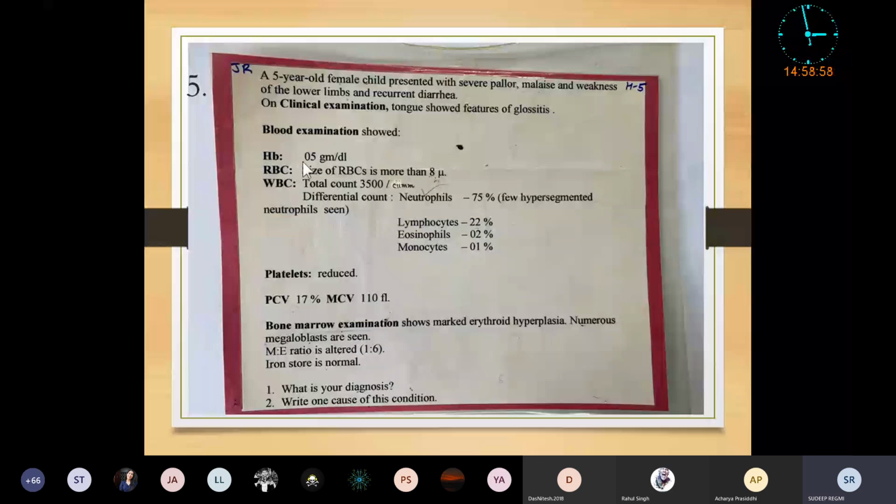Hemoglobin and RBC is decreased. WBC is decreased, 35. Normally it is from 4,000 to 11,000 per cubic millimeter, but it is decreased. And platelets are also reduced. Means all the 3 lineages of the blood are decreased. So this is a pancytopenia. So why there will be pancytopenia in case of megaloblastic anemia?